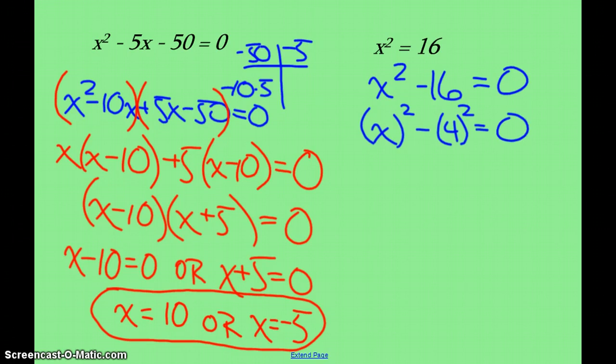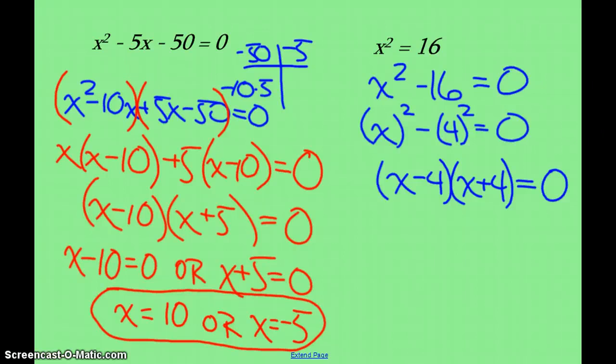So hopefully we're remembering our difference of squares factoring method, which very simply stated is if we have x squared minus 4 squared, we can rewrite that as x minus 4 times x plus 4. And that is equal to 0. So now we have it factored. Is there any more factoring we can do? And I don't see it. So we're going to go ahead and set each factor equal to 0. x minus 4 equals 0, or x plus 4 equals 0.